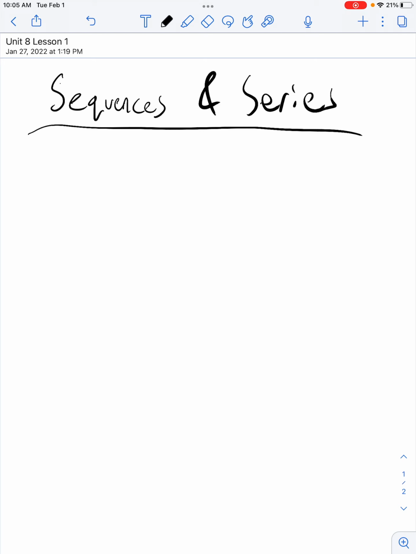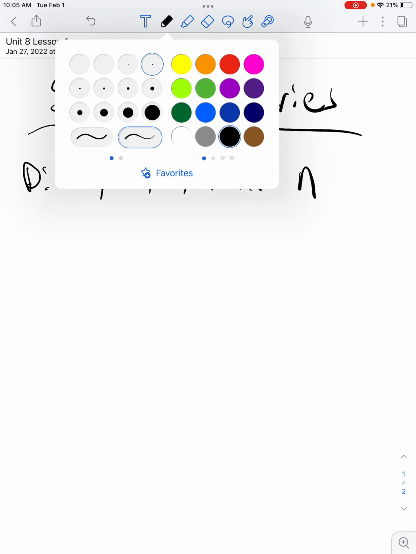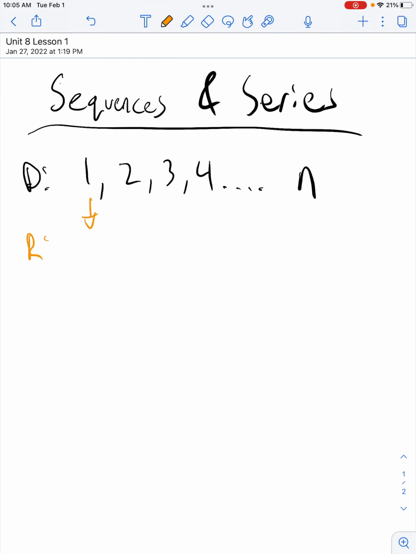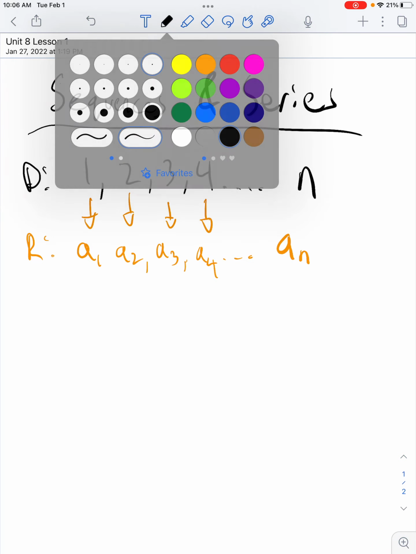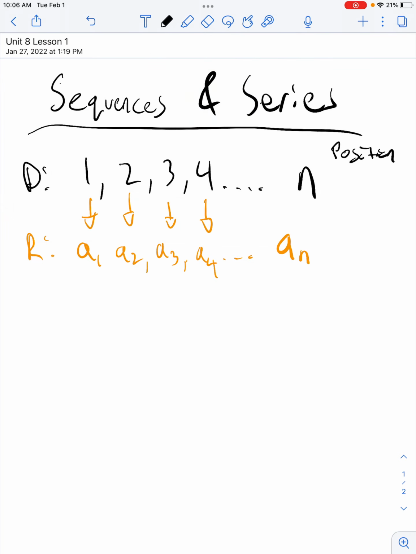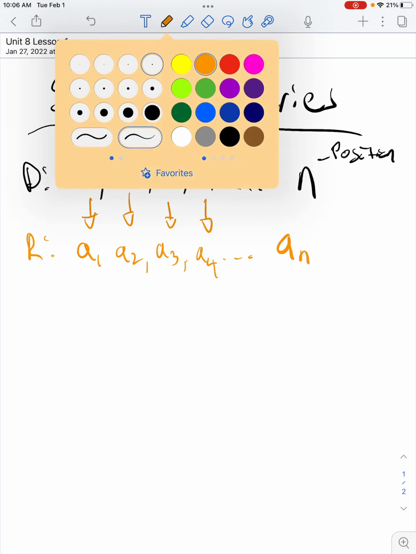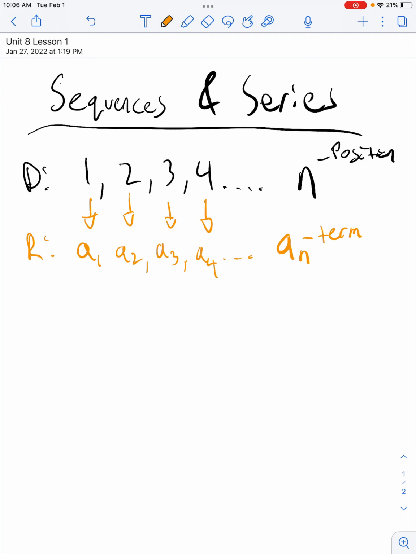So, a sequence is a function whose domain is a set of consecutive integers. If a domain is not specified, it is understood that the domain starts with 1. For example, if my domain was 1, 2, 3, 4, all the way to n, then there would be corresponding range values such as A1, A2, A3, A4, all the way to A sub n. So again, the domain is like the position, and the range is like the terms of the sequence.